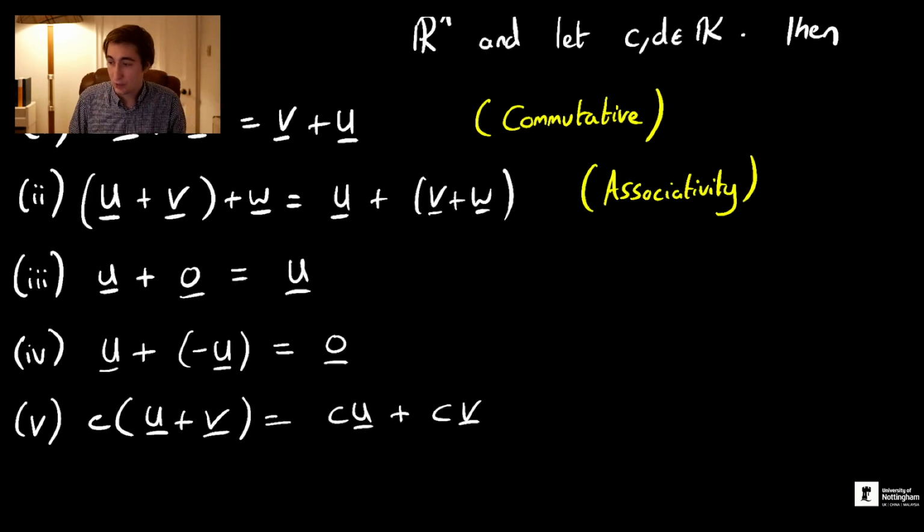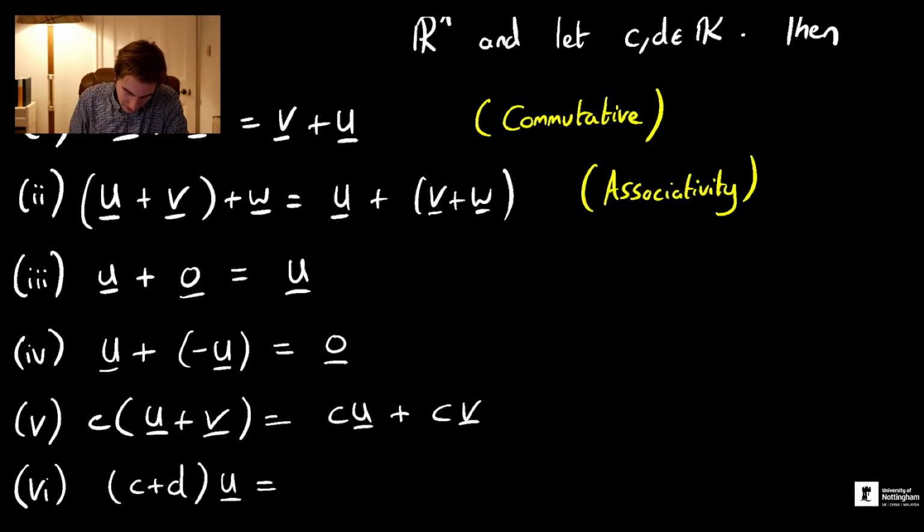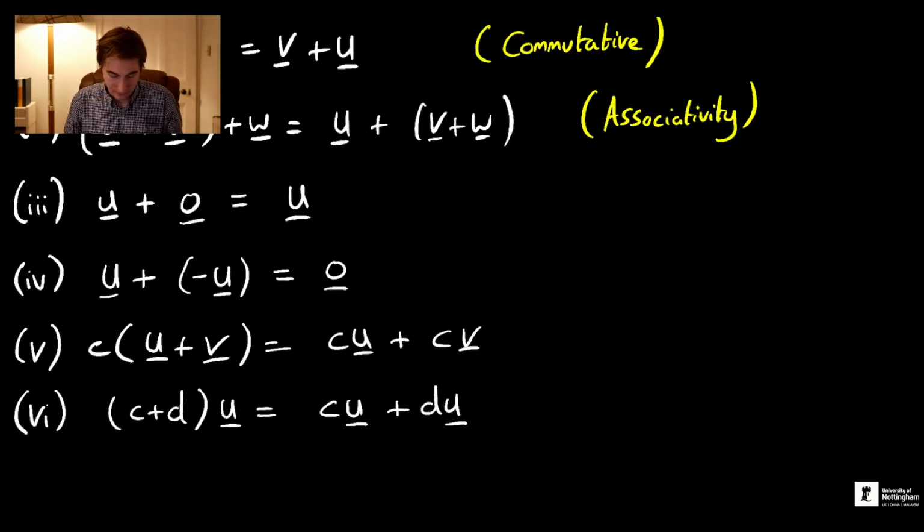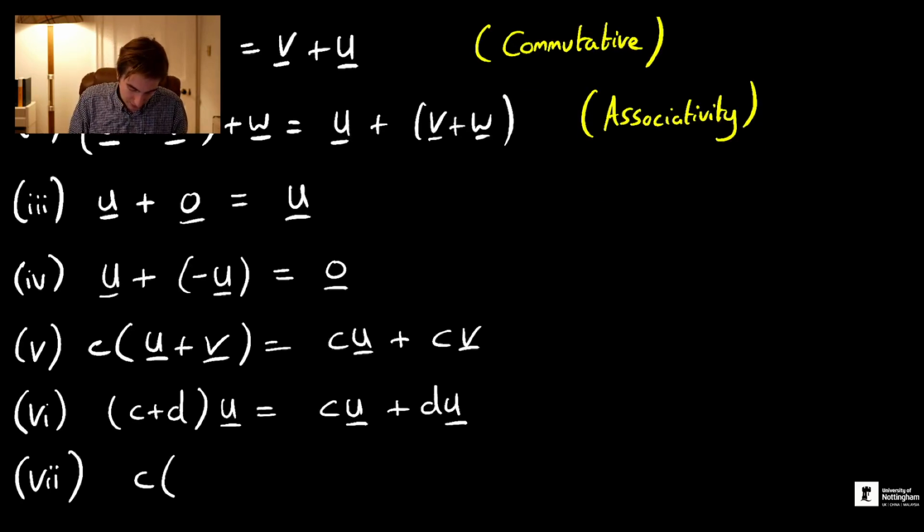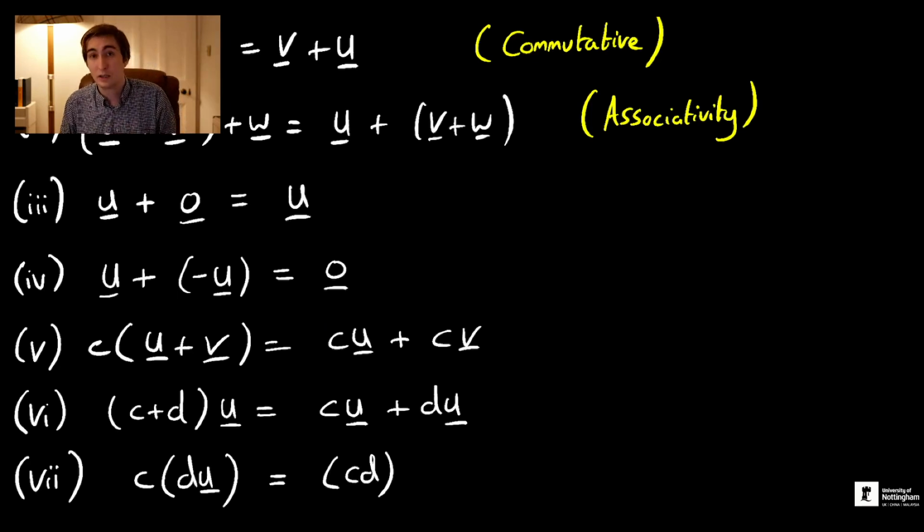Continuing. We also have a kind of distributive property now for the addition of two scalar numbers. So if we take number 6, we have (c plus d) times u is going to be the same as c times u plus d times u. Continuing, another property we have is that c times, if we first do d times u and then multiply it by c, that's the same as first doing c times d, where this is the times in the real numbers, not the scalar multiplication, and then acting it on u via scalar multiplication.